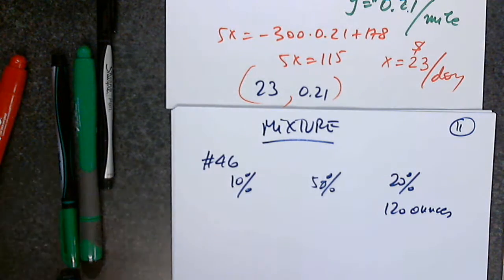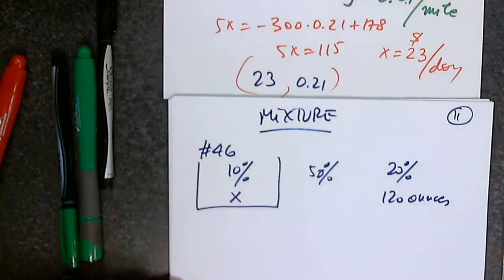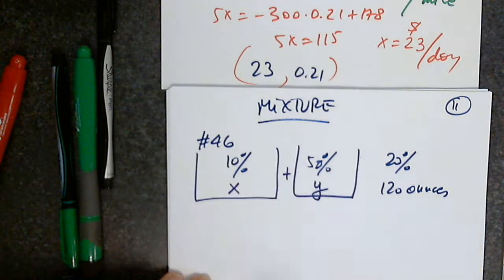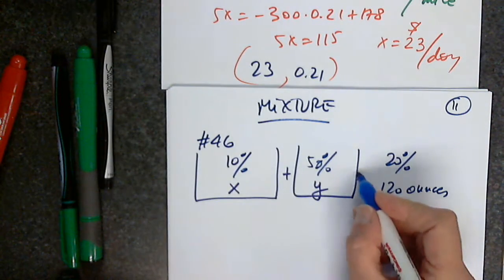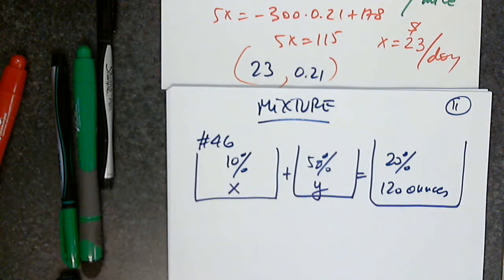2 variables. Okay, so X is the number of ounces in the first container plus Y is the number of ounces in the second container, and I'm emptying everything out in the third container.